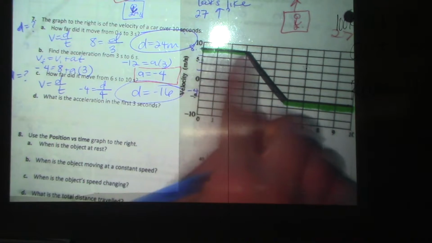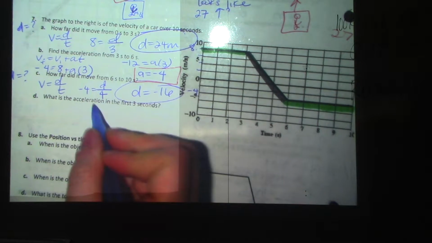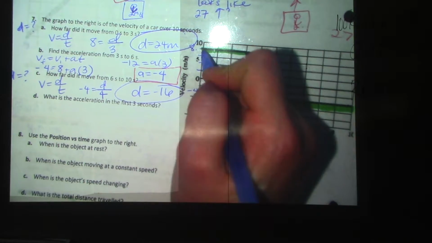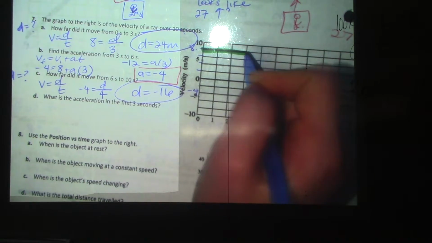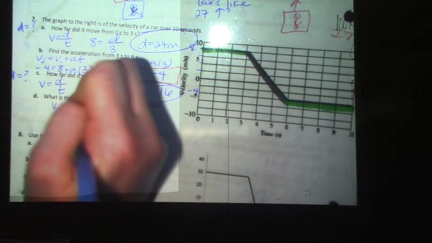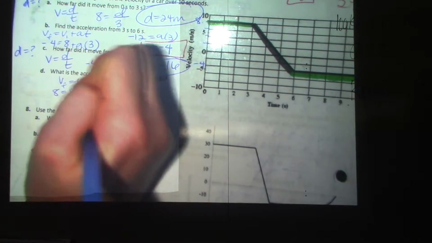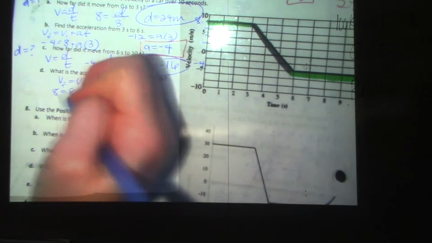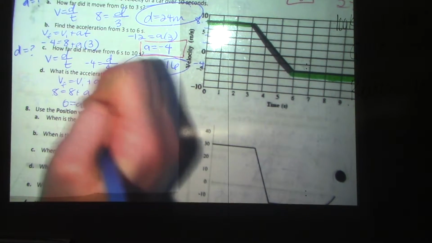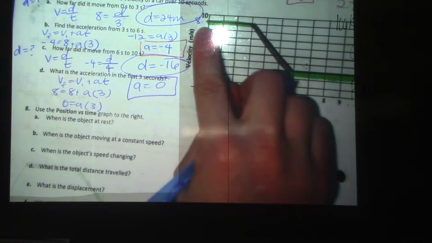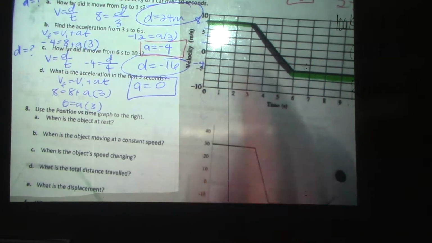The acceleration in the first 3 seconds. So if I'm looking in the first 3 seconds, I'm looking for acceleration. My initial velocity was 8, my final velocity was 8. So if you were to plug into our equation to solve for a, we've got 8 equals 8 plus a times 3 seconds. Subtract the 8 over, you get 0 equals a times 3. Your acceleration is 0, which again you could have told me because it's at a constant velocity. You do not have an acceleration.